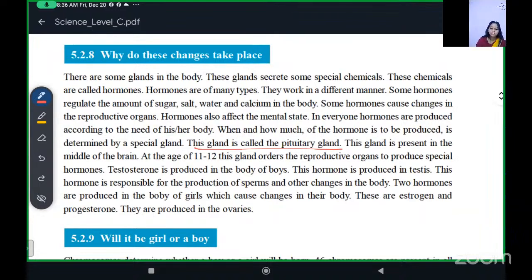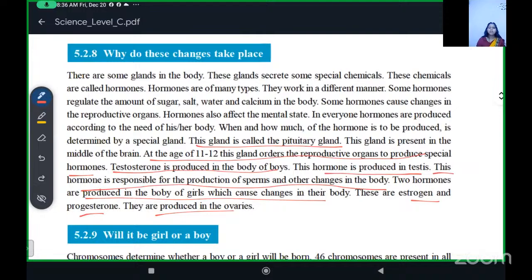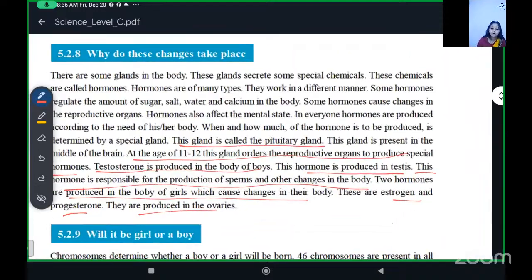At the age of 11 to 12, this gland orders the reproductive organs to produce special hormones. Testosterone is produced in the body of boys. It's produced in the testes. It's responsible for the production of sperms and other changes in the body. Two hormones are produced in the body of girls, which cause changes in their body. They are known as estrogen and progesterone, which are produced in the ovaries. So this is about the hormones.